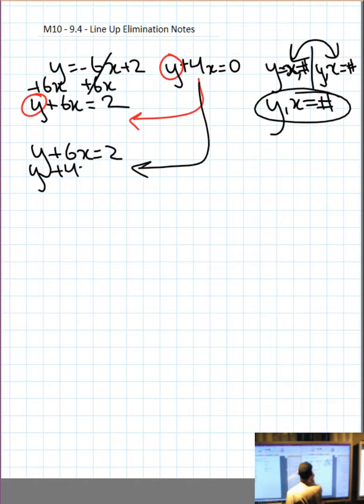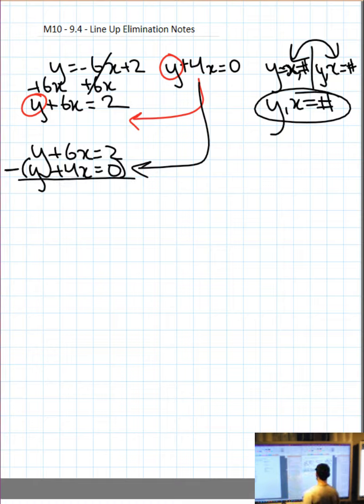y plus 4x equals 0. Brackets around the equation on the bottom. y minus y, not plus, is 0. We looked at whether or not we can do plus or minus in the last section. So y minus y is 0, so cross it off. 6x minus positive 4x is 2x. And 2 minus 0 is 2. Then we can divide both sides by 2, and x equals, on the left-hand side, 2 over 2 is 1. On the right-hand side, 2 divided by 2 is 1.